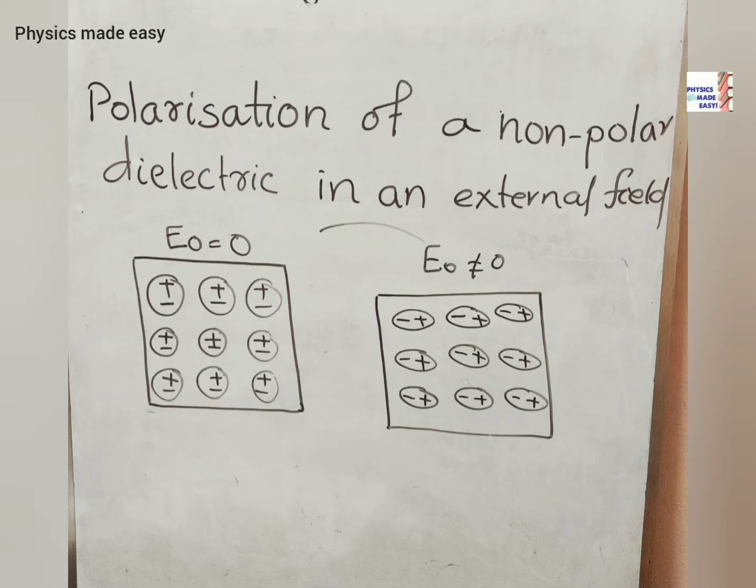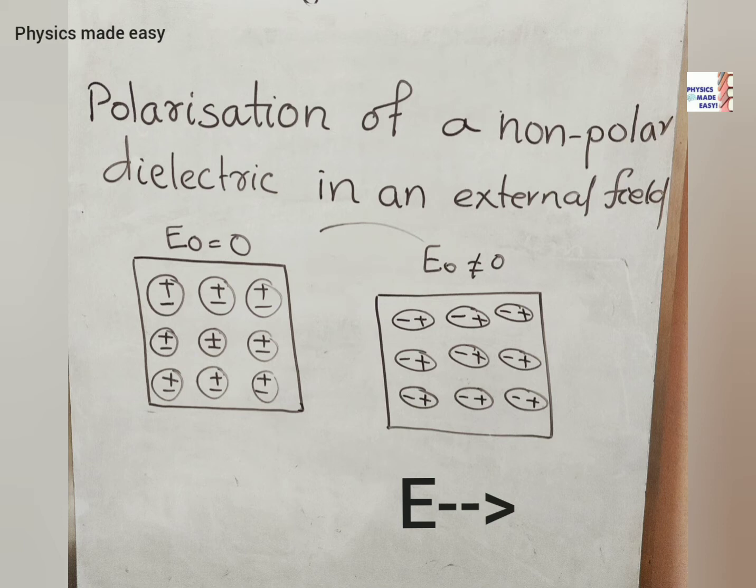Polarization of a non-polar dielectric in an external field. Here you can see the figure in the absence of an electric field and in the presence of an electric field. In the absence of an electric field, you can see in the figure that the centers of positive and negative charges of the molecules coincide. The dipole moment of each molecule is zero. But in the presence of an external electric field, the centers of positive charges are displaced in the direction of the external field, but the centers of negative charges are displaced in the direction opposite to the electric field.